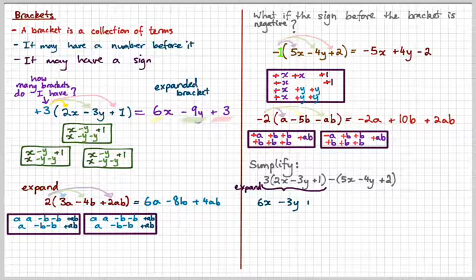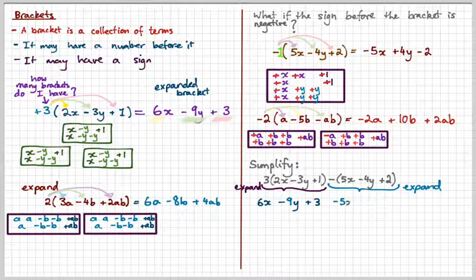Let me just pause the video and correct that. Okay, so magically that minus 3 is turned to minus 9y, so we've got 3 times the plus 1, which is plus 3. And then we're going to look at expanding the second bracket. So we've got the minus sign before the bracket, so we change all the signs within the bracket. So that plus 5x becomes minus 5x, the minus 4y becomes plus 4y, and the plus 2 becomes minus 2. Using multiplication, we could have done minus 1 times each term as well.